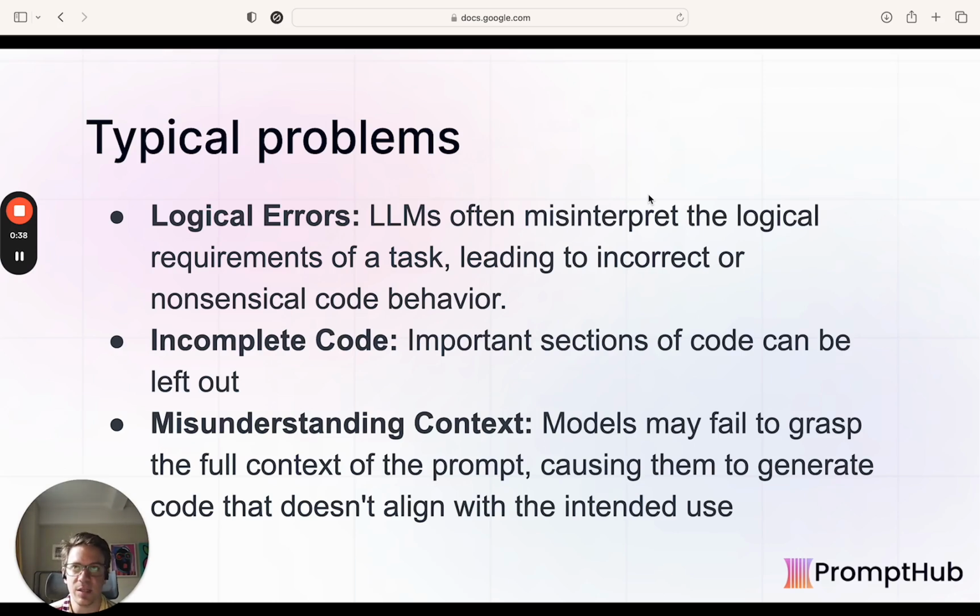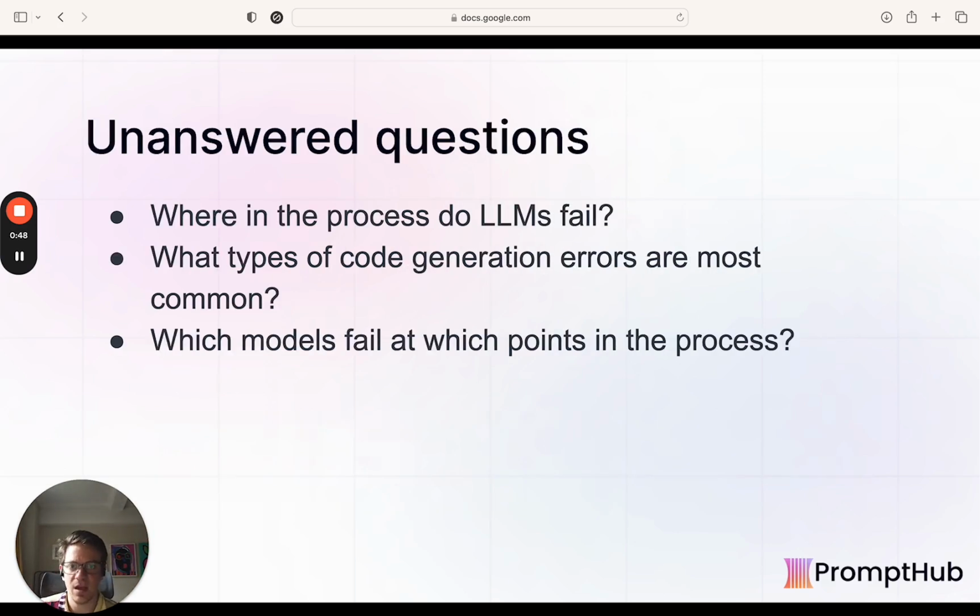Usually, the context being misunderstood can be related to the fact that you're asking it to work on a specific section of code, but it needs knowledge of the whole code base to be able to effectively do what you're asking. And so there are a lot of unanswered questions about just where the LLMs fail in these steps when trying to get to an output.